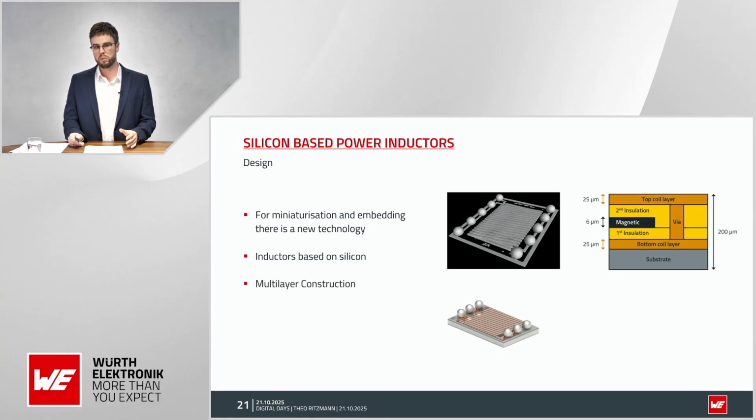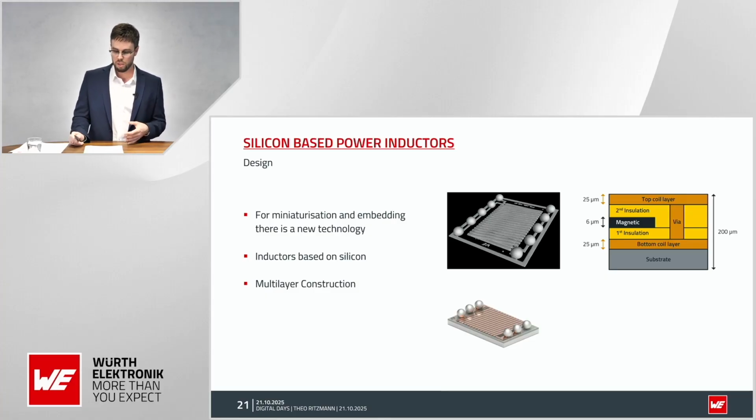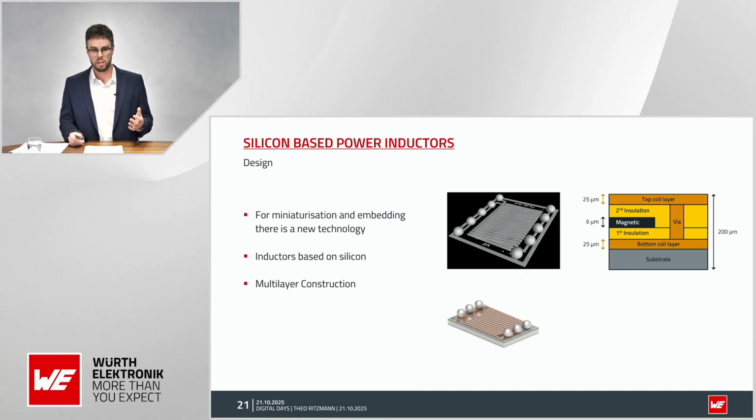When we have a deeper look, it's a multi-layer construction in the end. We have some copper layers connected via vias. These are then building the coil. And then we have some multi-layer magnetic material, which is also the very innovative thing here, acting as the core material. In this example, we can reach a height for this product of just 200 micrometers.